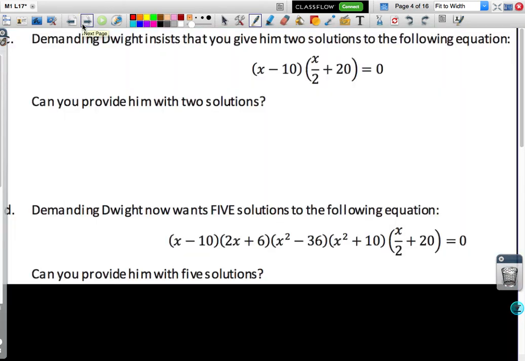Still in the same exercise, let's look at part C. Demanding Dwight insists that you give him 2 solutions to the following equation. So what you're looking at is technically factored form. Factors are often written in sets of parentheses. So in order to solve something, it has to first be factored, and then we're going to solve it. So we're going to take each factor, or each set of parentheses, and set it equal to 0.